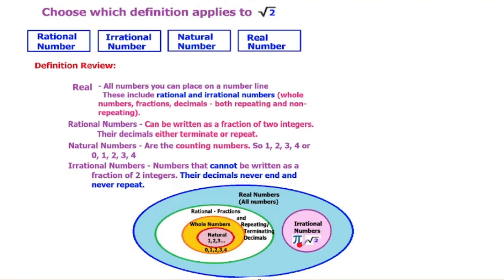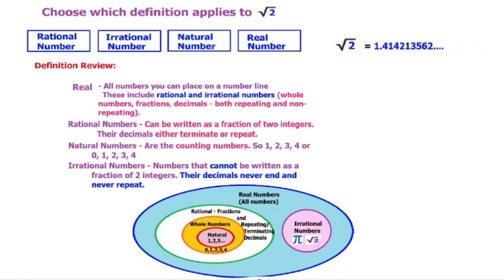And these are numbers like pi and the square root of 2, which never terminate. Their decimals never terminate, they just go on forever. And square root of 2 is something like that. So when you put that in a calculator, this is what you get. 1.41421, and it just keeps going on forever.